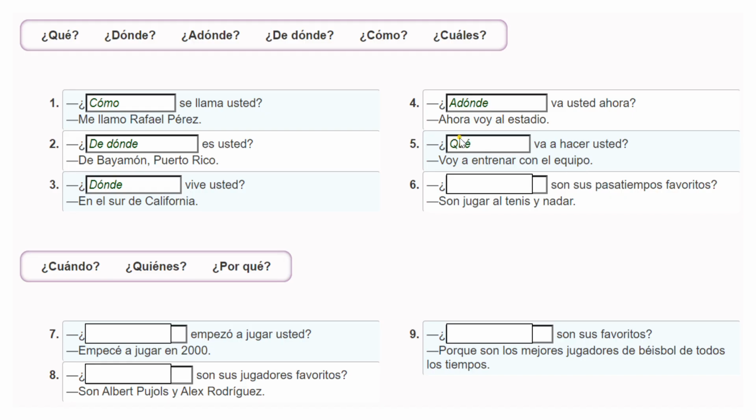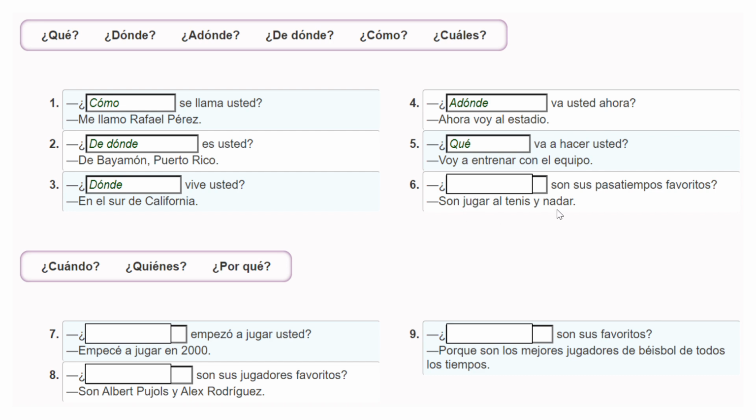Number 5, voy a entrenar con el equipo. Okay. ¿Qué va a hacer usted? What are you going to do? There's ir plus a, right? Either it could be ir plus a plus a location or ir plus a plus an activity. What are you going to do? I'm going to train the team.